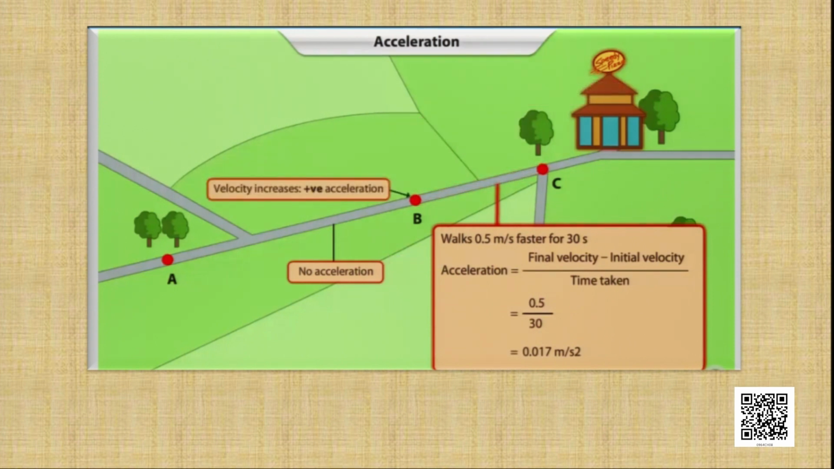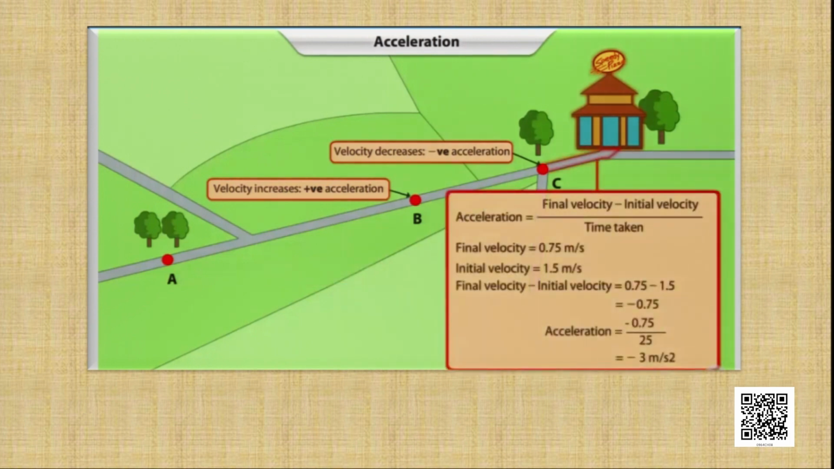Positive acceleration takes place when I walk faster. Negative acceleration or deceleration takes place when I walk slower. In this example, the acceleration is negative, which means that the velocity decreases from point C to the pizza stall.